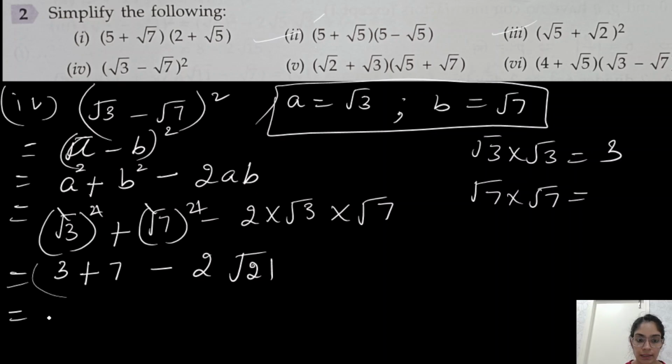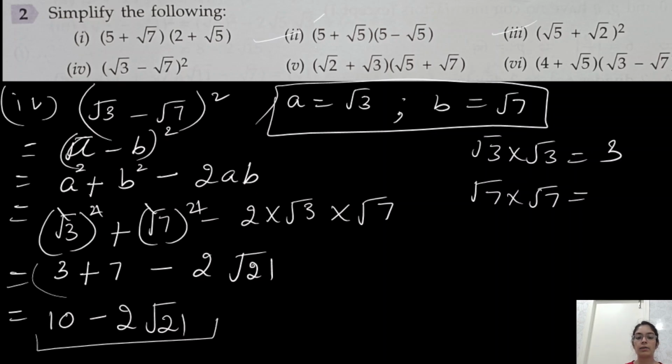So 3 plus 7 is 10, because these are like terms, natural numbers, so we can add them. Minus 2 root 21. So with this our question is completed, because further we cannot add or subtract them. Both of the terms are unlike terms. So we have completed the first one, the second, third and fourth. Now let's do the fifth one.